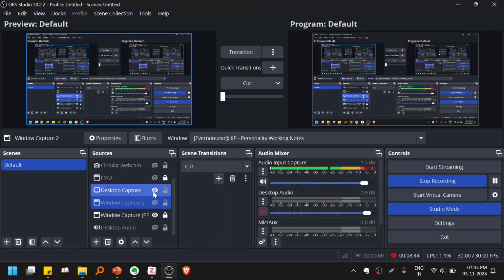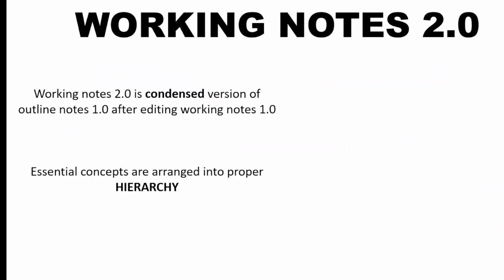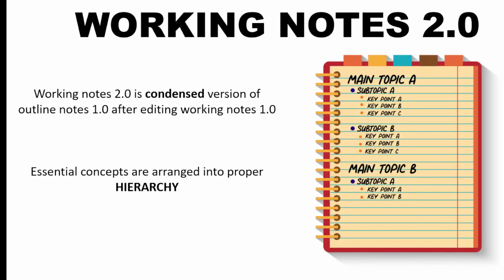Now let's go back to the PPT. Now I have formed working notes 2.0, I will focus on the new section. Okay, so working notes are a condensed version of your outline notes. Cool. After editing working notes 1.0, we have mentioned that basically it mentions all the essential concepts in a logical order. So, hierarchy.